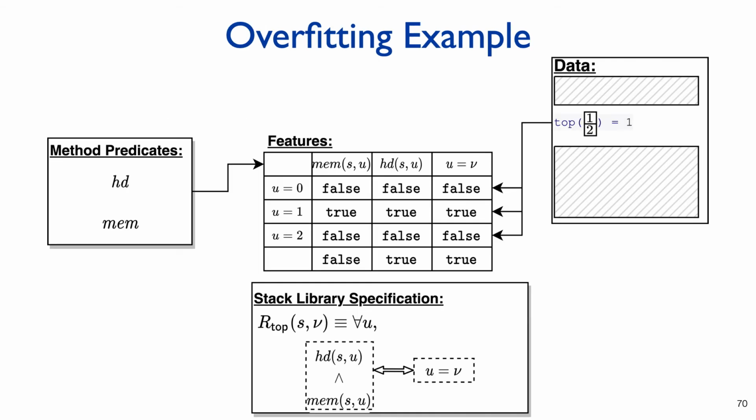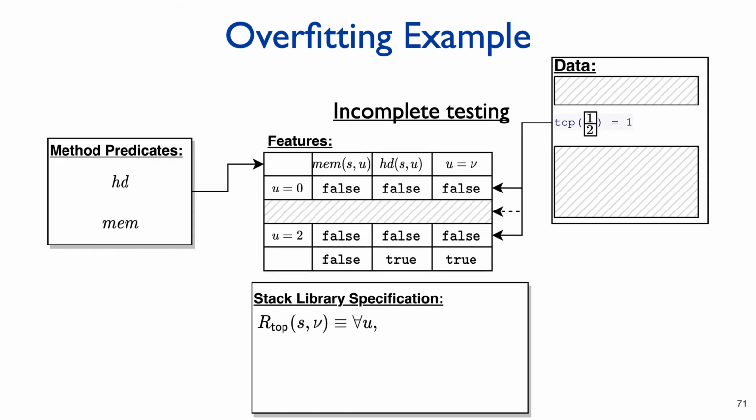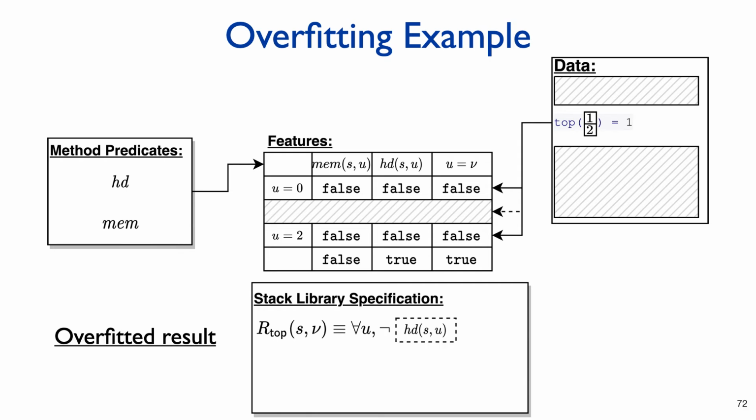Here is the overfitting example. Previously, we were lucky, which means that we learned some correct specification. But if we have some incomplete testing, which means we lose the situation u equals 1, and we don't have the feature vector true, true here, we will learn some overfitted result. Here we say no element is a head element of S. That is obviously unreasonable, but it can still rule out the false feature vector, the counterexample. So it's still a safe specification.